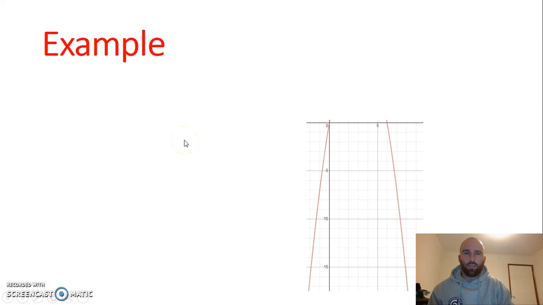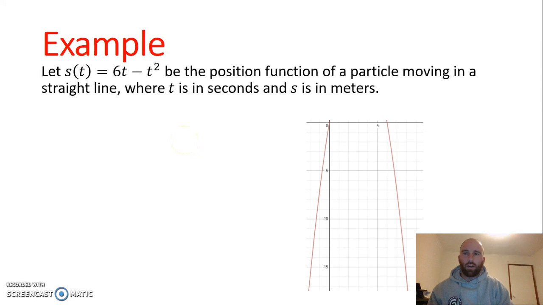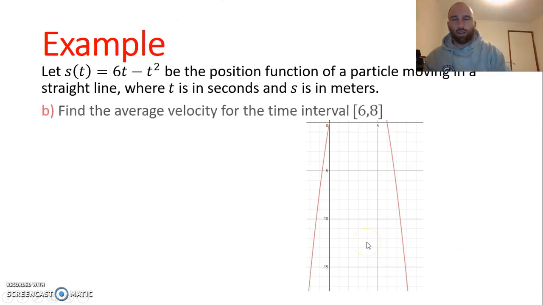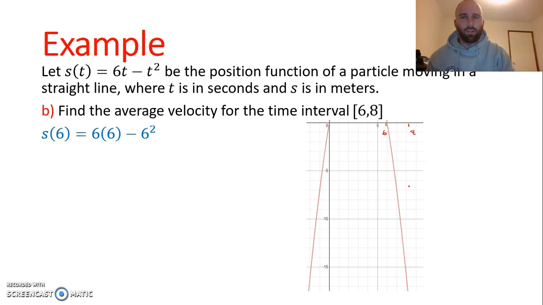Moving on to the second part, we've got our graph. Let s of t equal that be the position function of the moving particle in a straight line where t is in seconds. Find the average velocity for the time interval 6 to 8. With the graph over here, you can use your calculator for these things, so please make sure you're getting familiar with your calculator and graphing. We've got a particular time here, which is about 6, and somewhere here is 8, and we're going to try and find its average velocity.